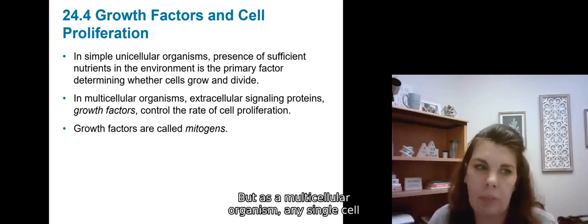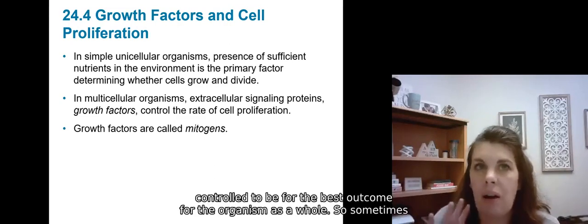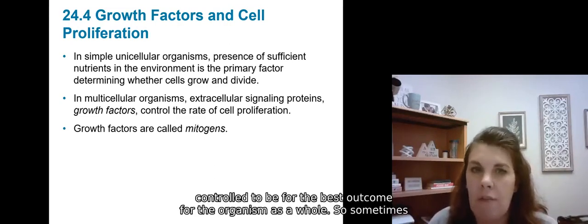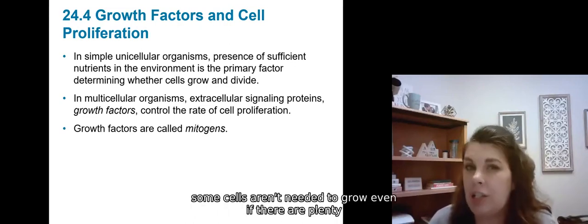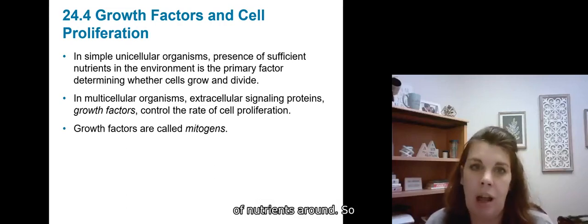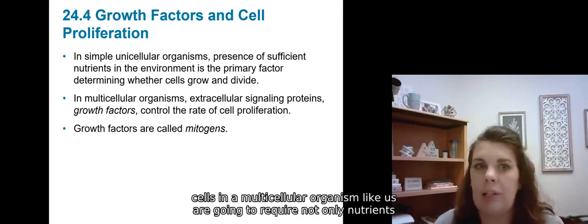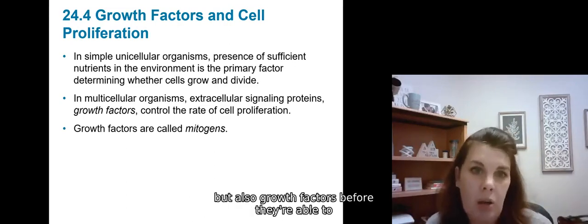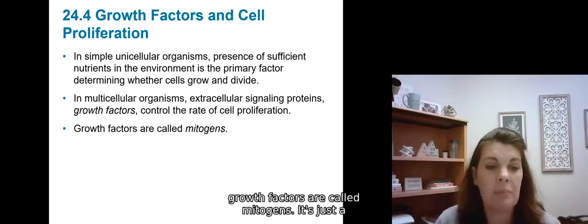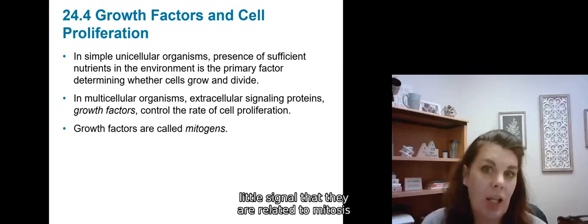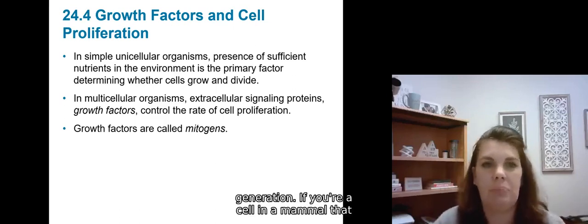But as a multicellular organism, any single cell can't just say, oh, there's plenty of food, I'll start growing. It all has to be controlled to be for the best outcome for the organism as a whole. So sometimes some cells aren't needed to grow, even if there are plenty of nutrients around. So cells in a multicellular organism like us are going to require not only nutrients, but also growth factors before they're able to start proliferating. Sometimes growth factors are called mitogens, just a little signal that they are related to mitosis generation.